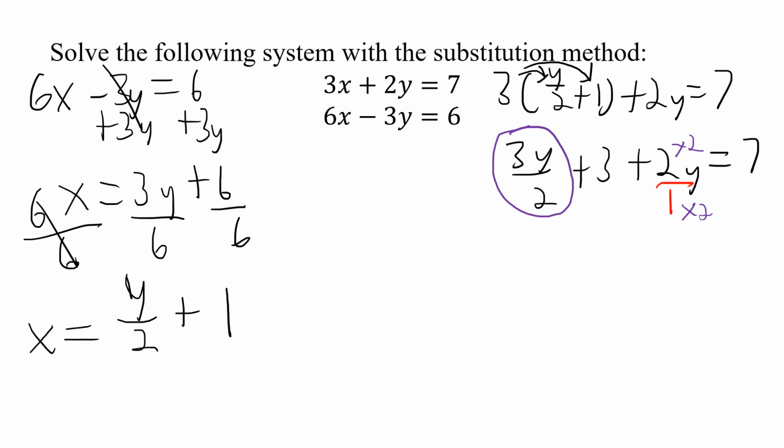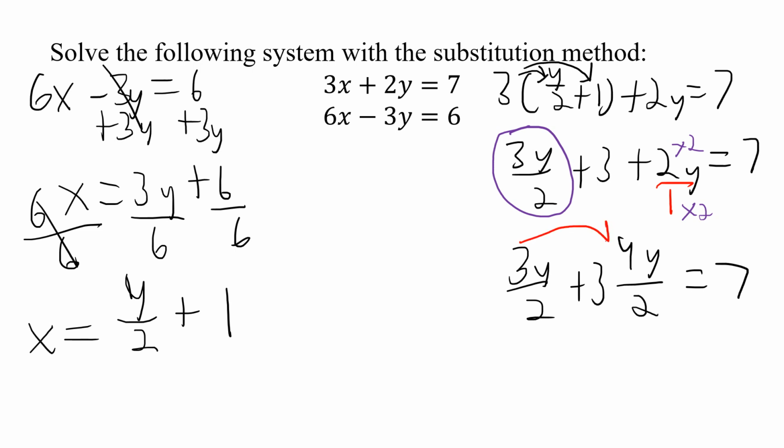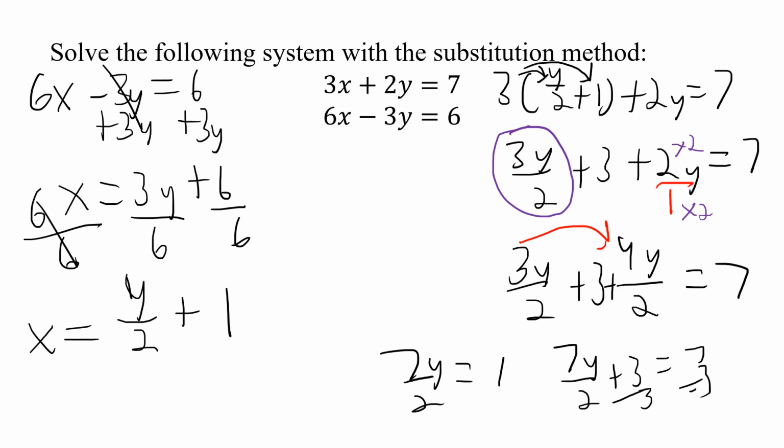So let's do that. 3y over 2 plus 3. 2 times 2 is 4. And 1 times 2 is 2. Now we can combine like terms. And there was a plus in the middle that I forgot to bring down. Sorry about that. So 3 plus 4 is 7. So we get 7y over 2 plus 3 equals 7. Subtract 3, and we get 7y over 2 equals 4.